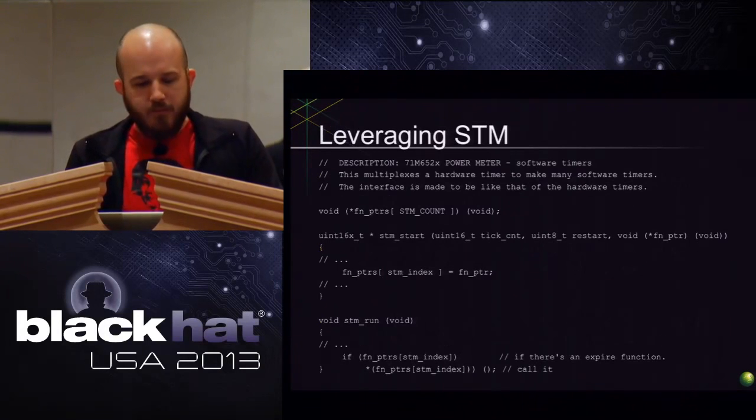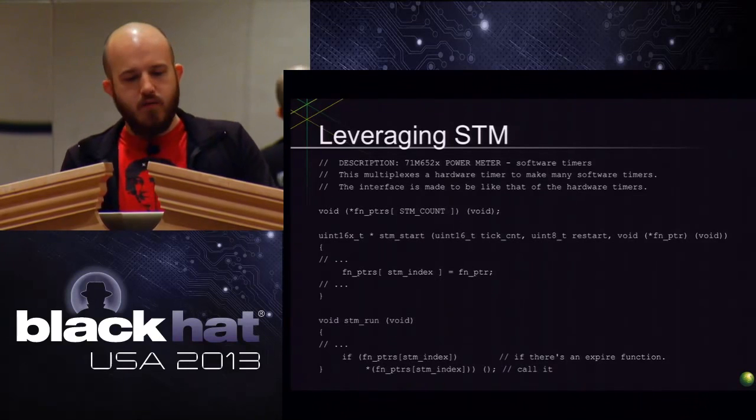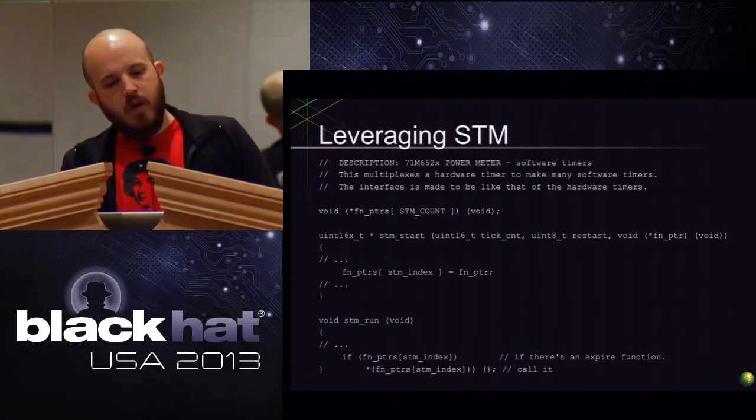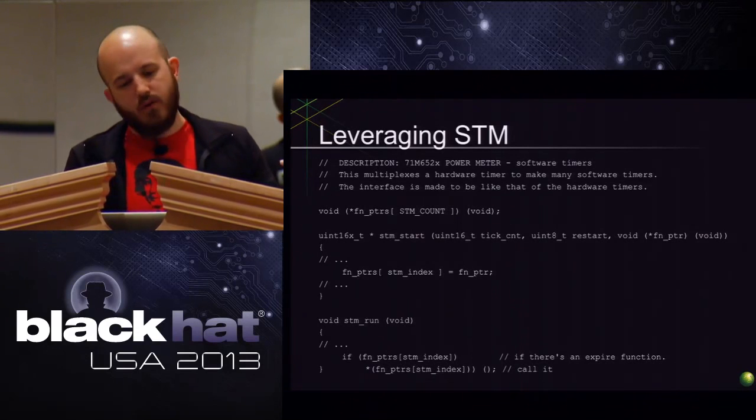Okay, so STM, how does that work? Here's what the functions look like. You can see the STM start function is just taking a function pointer and how many counts you want, and then it stuffs that onto that array, fn_PTRS. And then later there's another one that says, if one of these has expired, then let's go ahead and call it.